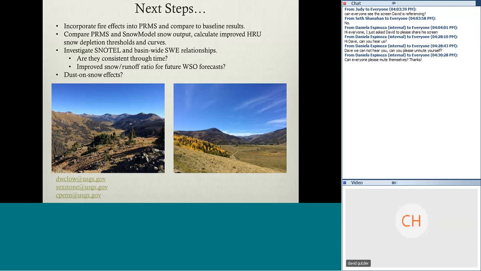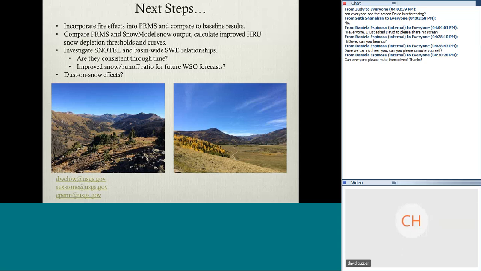And then use our physical models and the water supply outlooks to see if there's a relationship, like Graham mentioned, that changes through time between SNOTEL and basin-wide snow water equivalent, and then see if we can improve that snow and runoff ratio for future water supply forecasts based on any observations that we see.